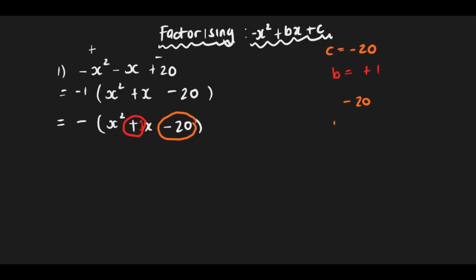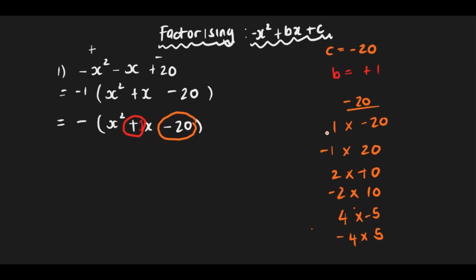We have 1 multiplied by -20 being the first one, and -1 multiplied by 20. The second one is going to be 2 multiplied by -10, and -2 multiplied by +10. The other one is going to be 4 multiplied by -5, and then -4 multiplied by positive 5. So these are the factors of -20.